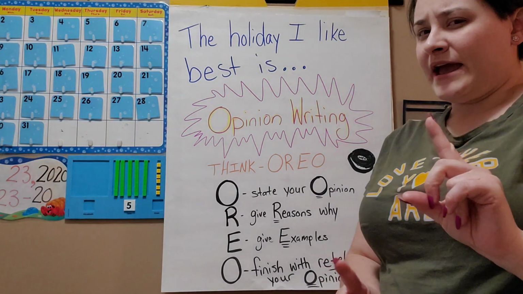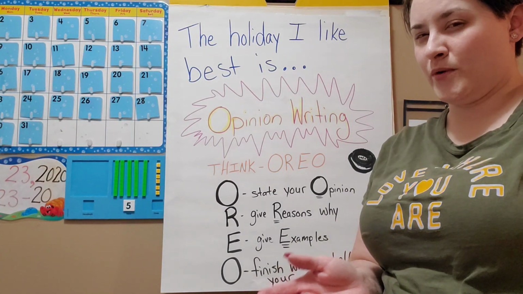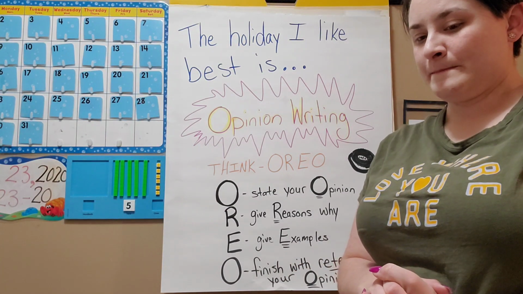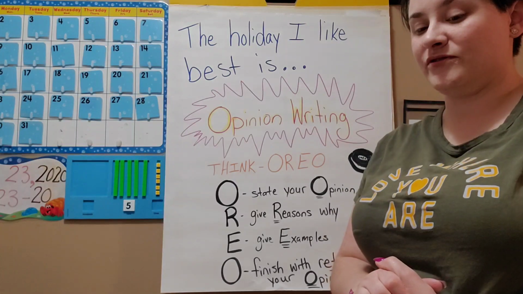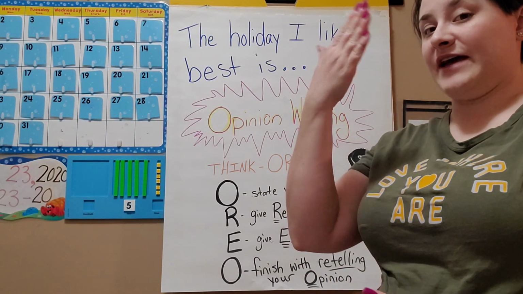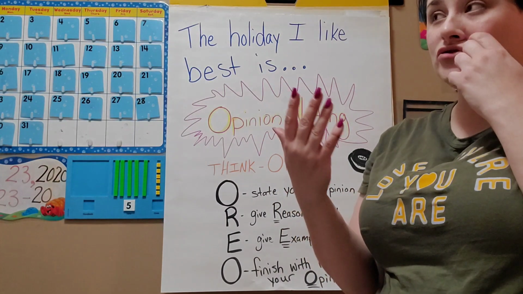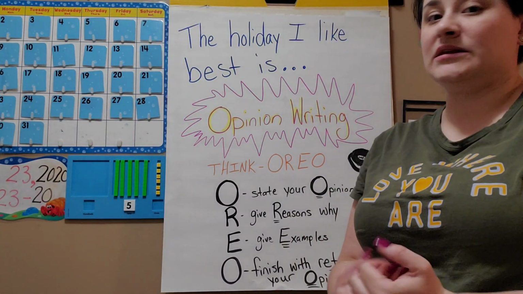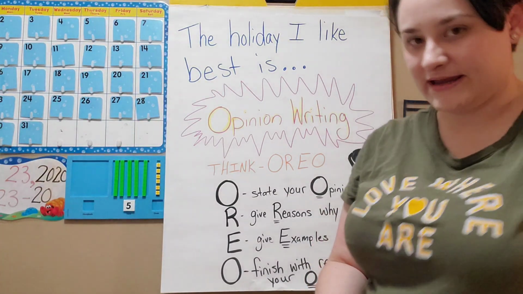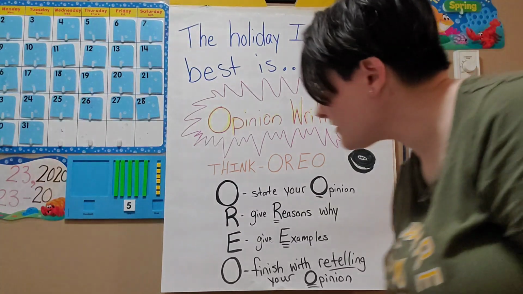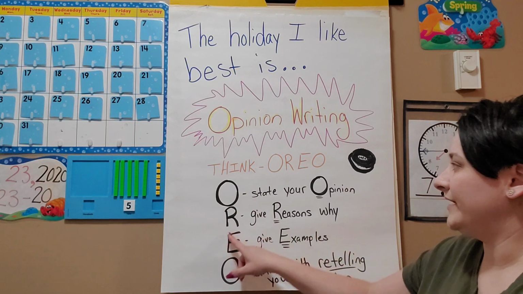What kind of noun is a specific holiday? Is it a common or proper noun? Proper, and they always start with uppercase letters. So if I'm saying 4th of July, I would have to have capital F and also July, okay? If you choose Halloween, Halloween would be capital H because you're naming a specific holiday, okay? The next thing that I want you to think about is the R in Oreo.